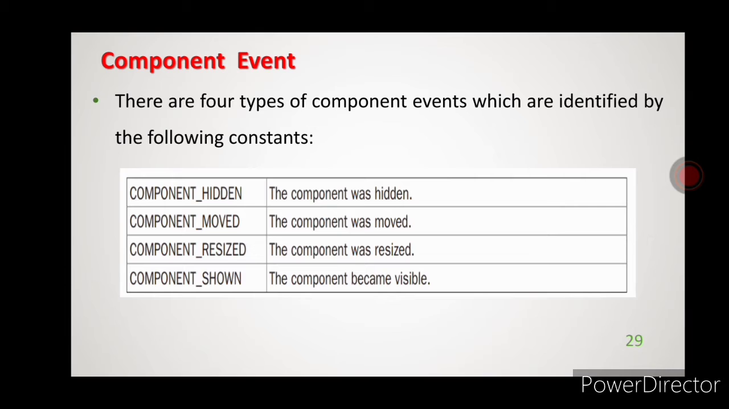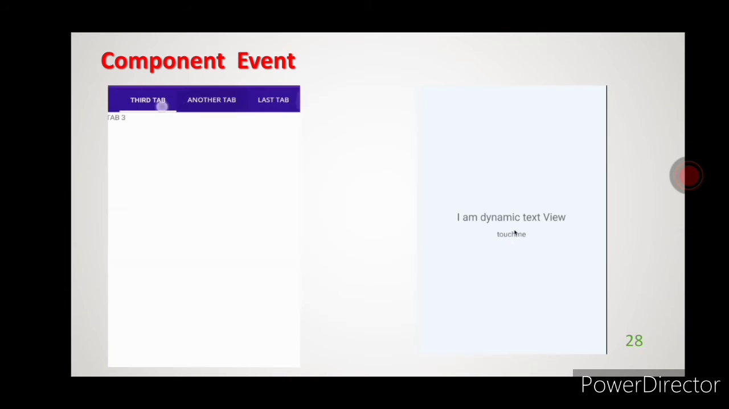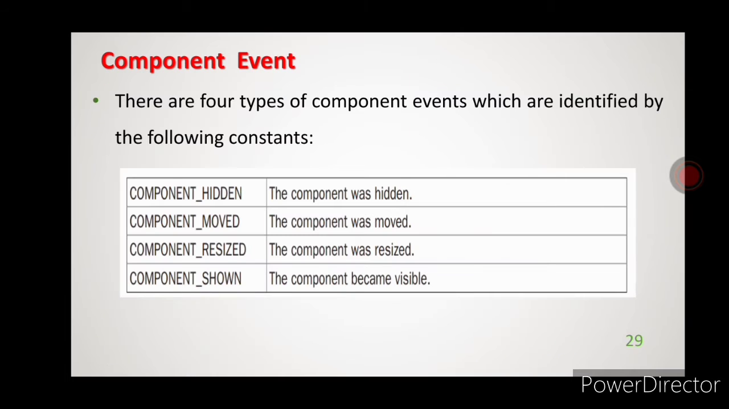The third one is component resized. Sometimes the component's size will change. At that time the component resized event will happen. Next is component shown. See in the second figure, when I click on the Touch Me button, it's showing a component of a text. That text it is displaying now, we can call that a label. Label is also a type of component. It is showing a component, so the component shown event is generated. In all these cases the component event is generated.